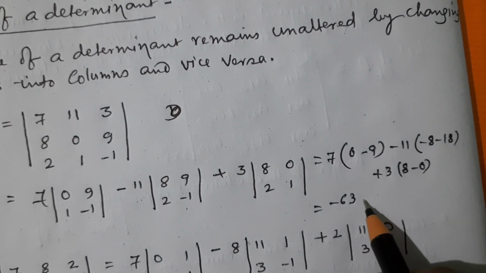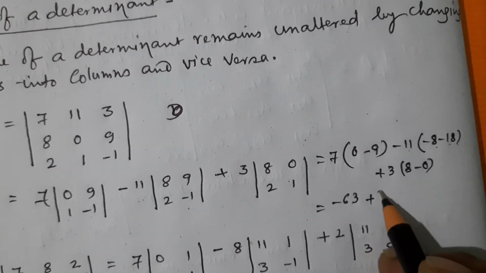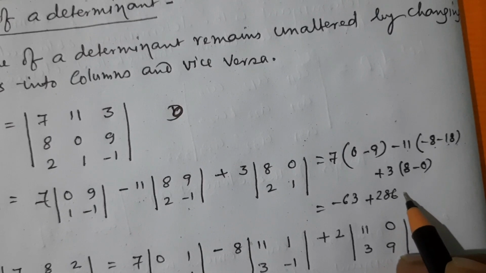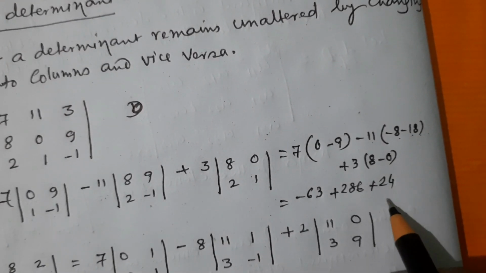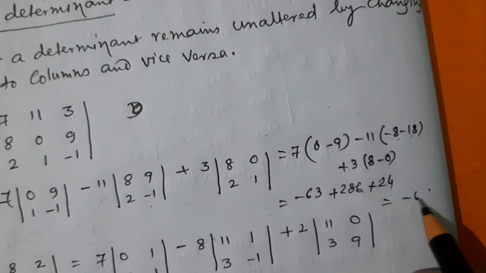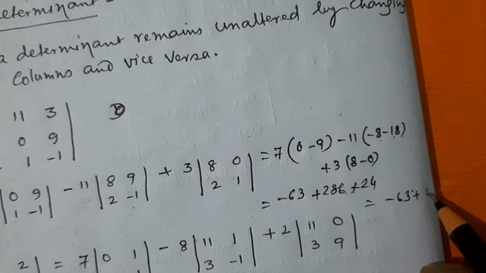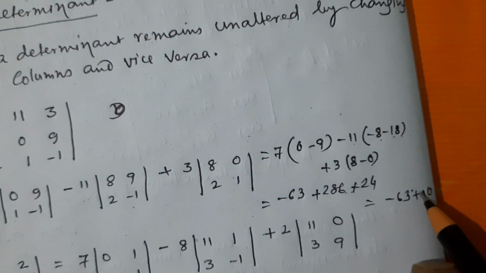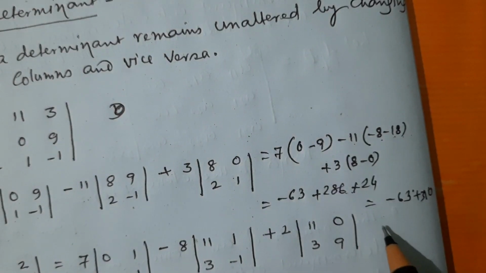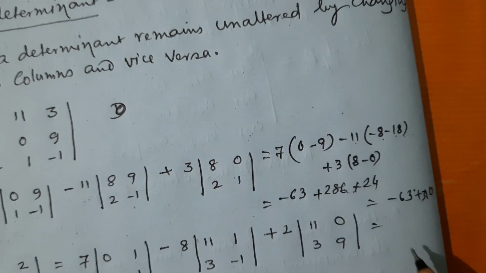plus 286 plus 24, that is equals to minus 63 plus 310, that is equals to 247.